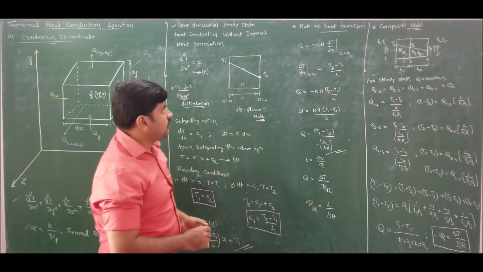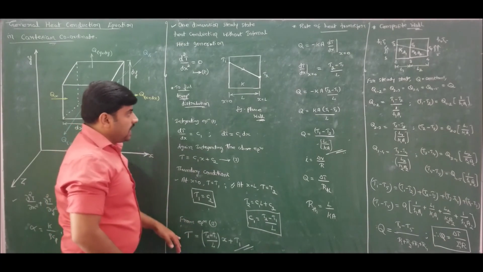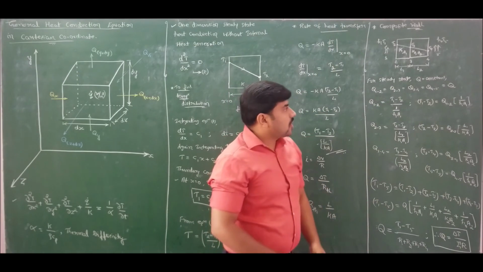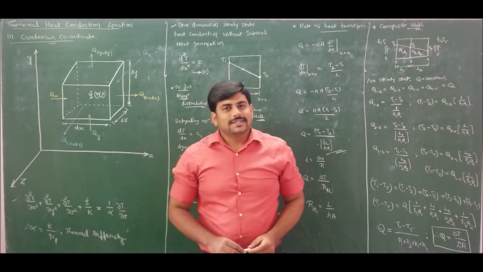So this is the derivation for temperature distribution and rate of heat transfer through a plane wall, and also the rate of heat transfer for a composite wall. That's all from this lecture.